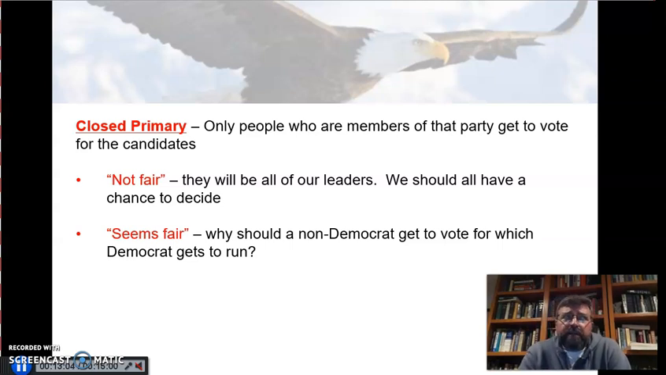And that kind of leaves out a lot of people in the middle, like myself, who are like, well, wait a second, that's not very fair. This guy's going to be my leader too, so why can't I vote for him? Of course, the answer from the Democrats and Republicans would be, well, if you think so strongly about this, then join one of the parties. But I don't want to join one of the parties. I want to be independent. And so then I'm just kind of left out of the closed primary states.